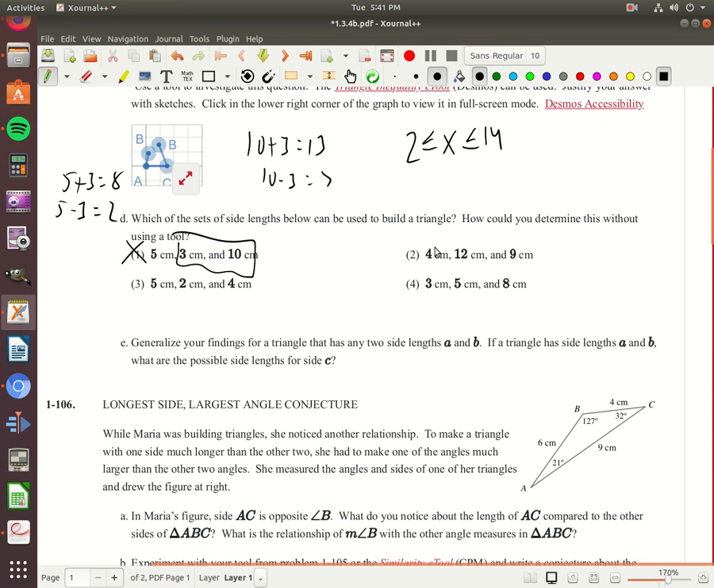All right, what if I go here? 4 plus 12 is 16, and 12 minus 4 is 8. So is 9 between 8 and 16? Yeah. So I would say yes, this could be a triangle. So 4, 12, and 9.